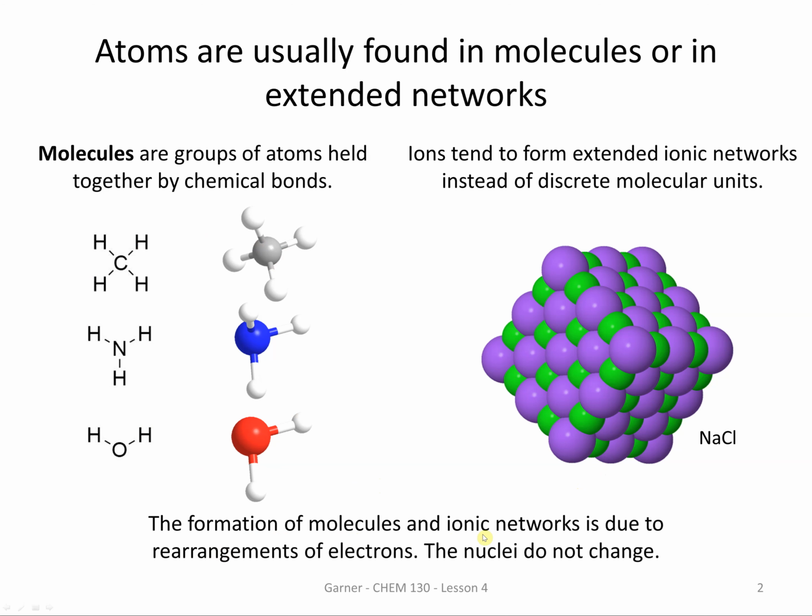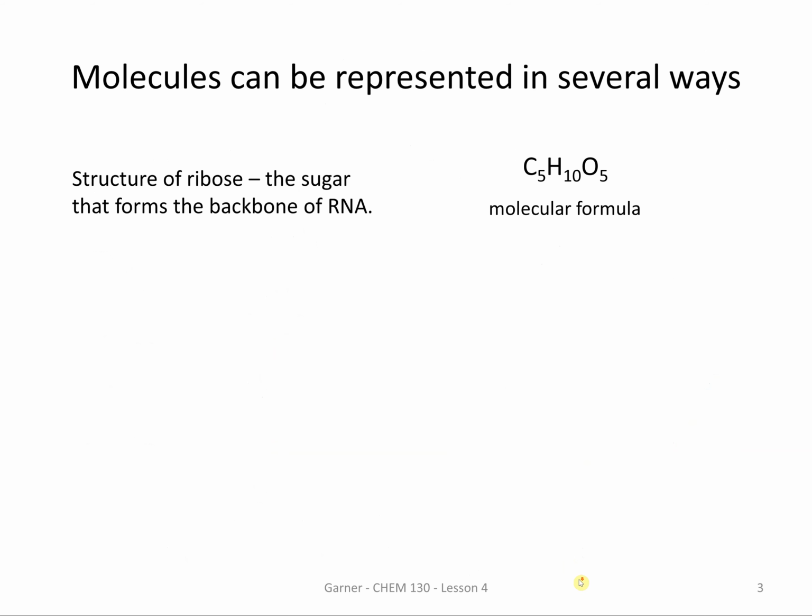Whenever these molecules and ionic networks form, it's due to the rearrangement of electrons. So whenever we form molecules or extended ionic networks from individual atoms, that takes place due to the rearrangements of electrons to form those bonds that connect these atoms together. The nuclei do not change during this process. So whenever you have a chemical reaction where new bonds are being formed, the identities of the elements involved aren't changed because the nucleus doesn't change during that process.